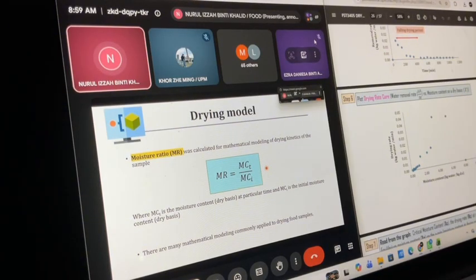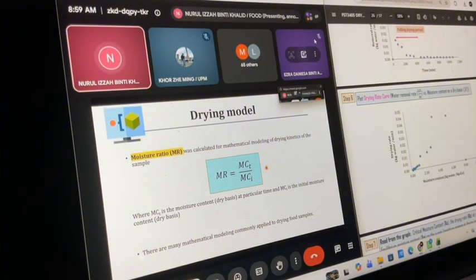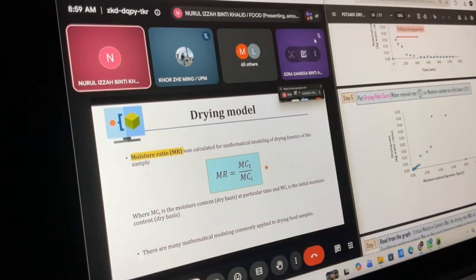If you create this model, it can be used for different types of applications, unit operations, and any kind of food product. But you have to know that different types of food product have different properties, so they might have different equations. So that's what we're going to learn today, on how to apply it.